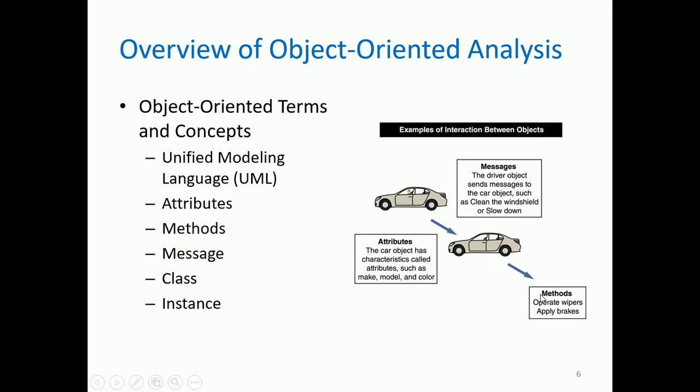How about the methods? The methods are how the car object reacts to the message of the driver object. If the message is clean the windshield, the method is operate the wipers. If the message of the driver object is slow down, the method is apply brakes. These are the methods or actions. Then for the class, objects are categorized based on classes, and there is also the instance, and this will be discussed in the following slides.